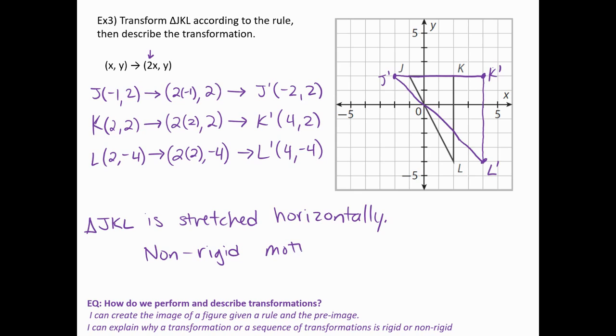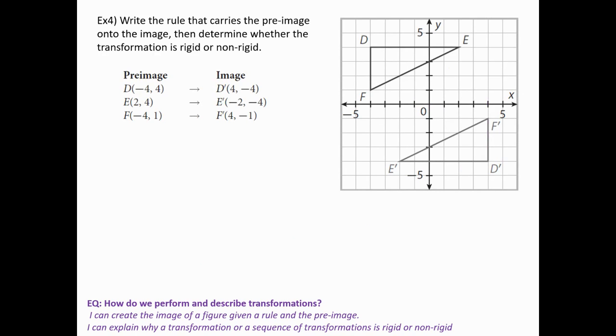This is a non-rigid motion transformation because it changed the size and shape. It was not a simple moving. So rigid motion is just moving. Non-rigid motion is you're changing size or shape. So there we go. Let's look at the next type of example we're going to see.